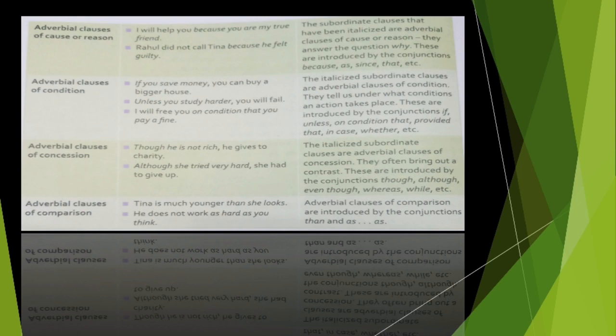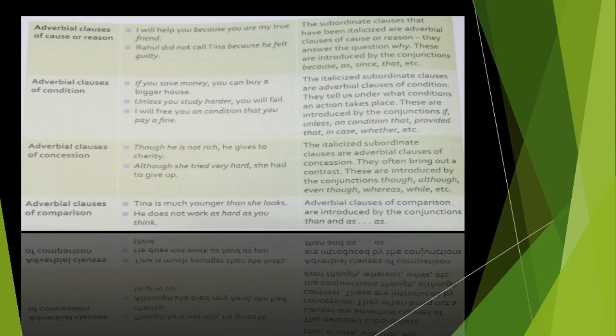So here they tell us cause or reason and they answer the question why. क्यों हुआ वो काम? Right? These are introduced by the conjunctions like because, as, since, that, etc. Right? So adverbial clauses of cause or reason will be introduced by words like because, as, since, that, and they are going to tell us the reason of that particular thing. Got it, everyone?